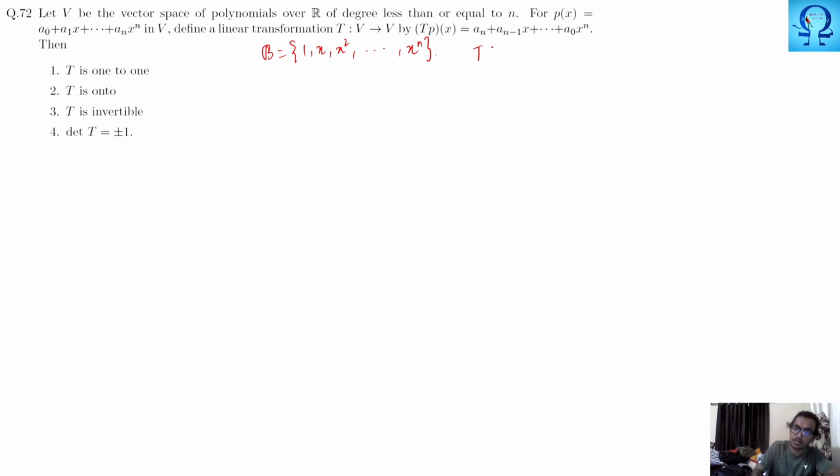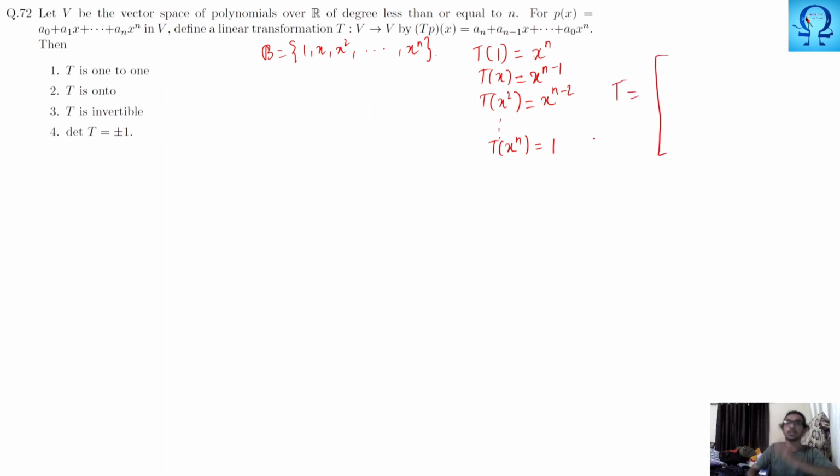First of all, what is T of 1? It has only a0, which is 1, and that will be associated with x to the power n. So it is x^n. And what is T of x? It is a1, which by the definition will be the coefficient of x^(n-1). Then T of x squared would be x^(n-2). In this fashion, T of x^n would be simply 1.